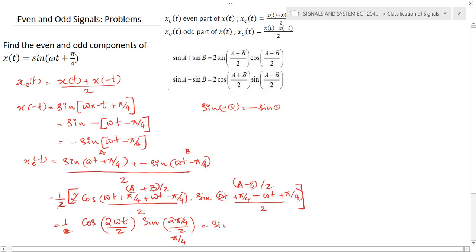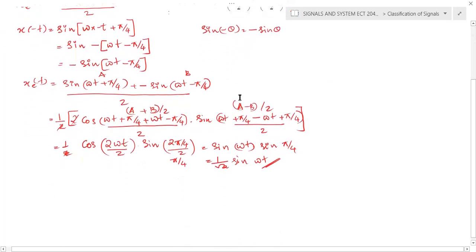So you can write sine omega t into sine pi by 4. And sine pi by 4 is 1 by root 2. So you can write 1 by root 2 sine omega t. So this is the even component of the signal. Now we need to find the odd component of the signal.